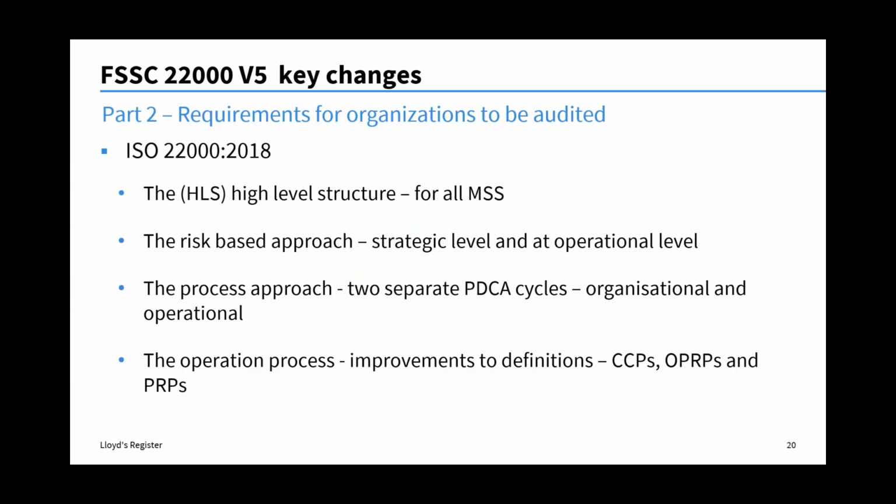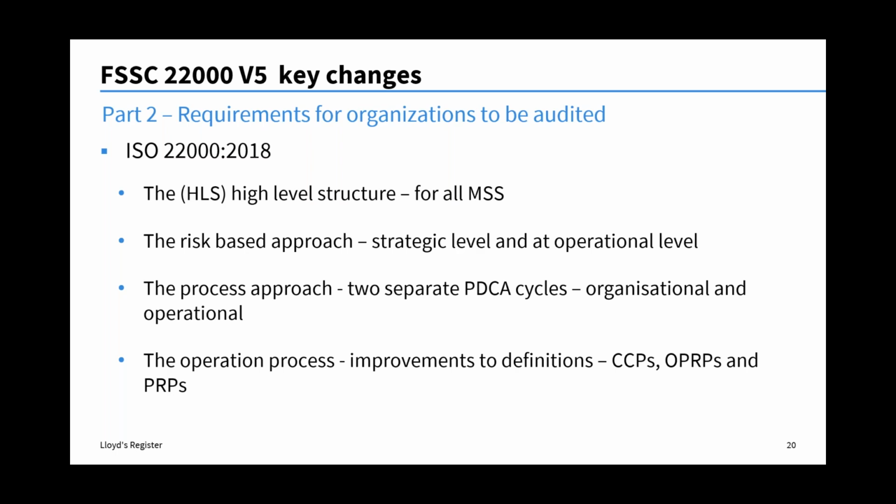So the major change of FSSC 22000 version 5 is the introduction of ISO 22000 2018 instead of ISO 22000 2005. So all organizations need to implement ISO 22000 2018. And if I could discuss, there are four major changes or four major requirements for ISO 22000 2018.